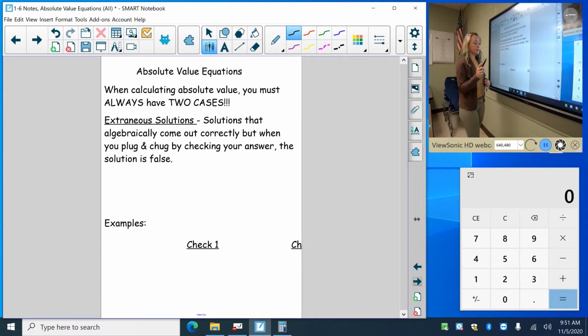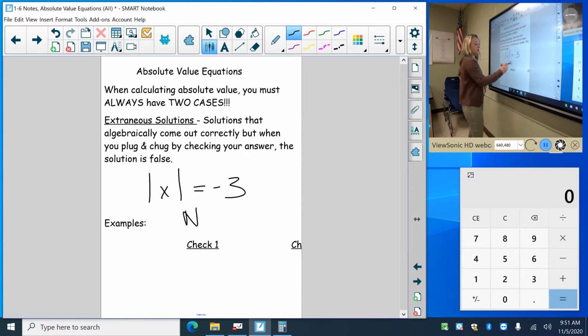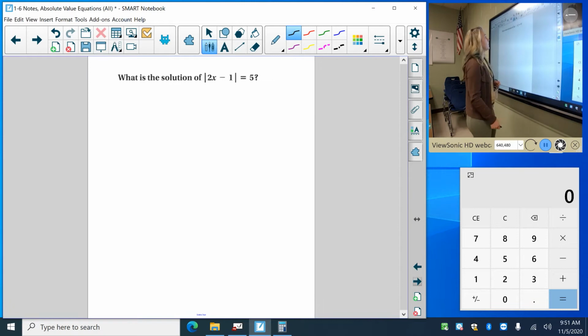one thing that you have to always recognize is, when is this true? When can you measure distance and get a negative answer? Never. You can never measure distance and get a negative answer. So if you ever have this type of answer, the answer is no solution, okay? It doesn't matter. If you plug in 3 for x, you're going to get positive 3. If you plug in negative 3 for x, you're going to get positive 3. You cannot get a negative answer. Let's move on. We'll talk about extraneous solutions more in a little bit.